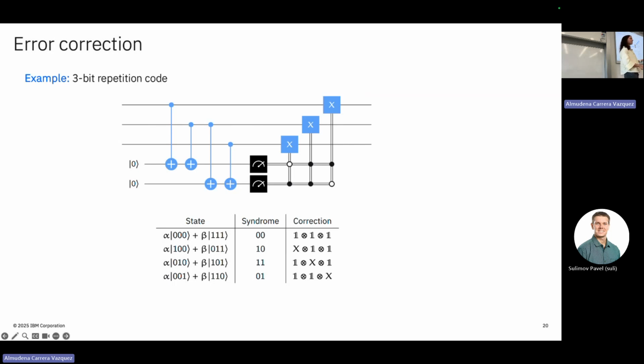Now, 1 bit flip is not very useful because likely there will be more than 1 bit flip in your circuit. So the next step would be to say, okay, 1 qubit I encode in 5, and now I can correct 2 bit flips. And more generally, if you increase the number of physical qubits that you use to encode a single logical qubit, you can correct more errors.